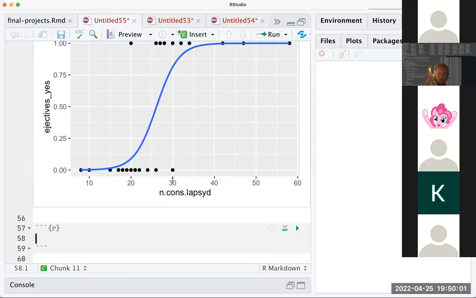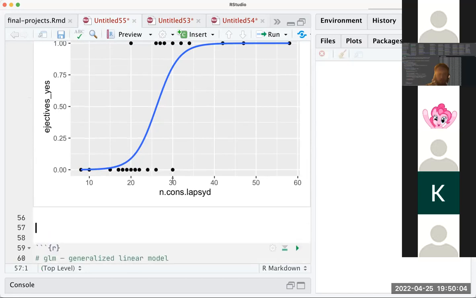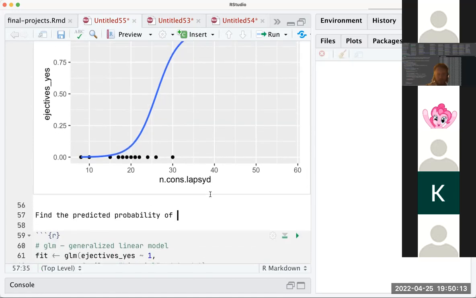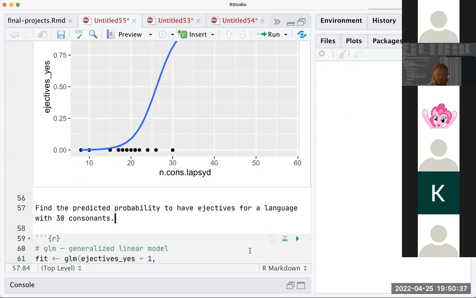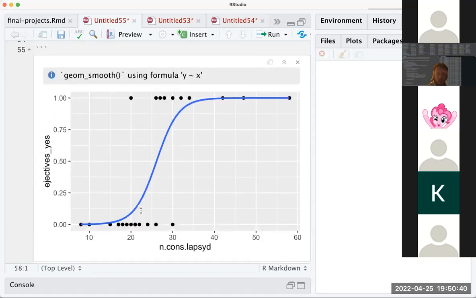By the way, again, it is a good exercise. Find the predicted probability of injectives, to have adjectives, for a language with 30 consonants. Okay, again, we use this line, but I want an exact number.